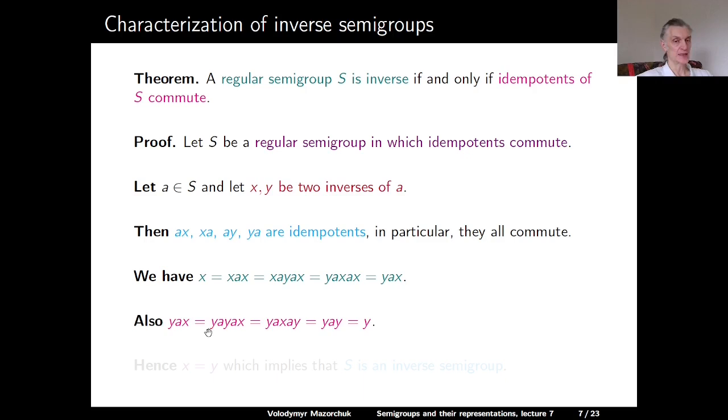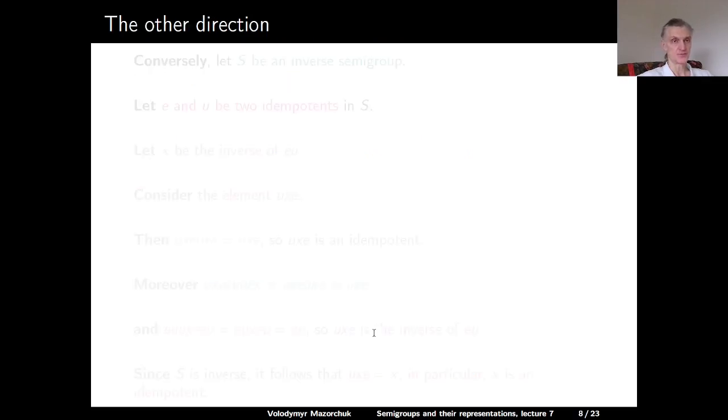Also, YAX is equal to YAYAX. That's because Y is YAY. Now we have AY and AX, we swap them, we get Y AX AY. Now we collapse the middle AXA into A, we get YAY, and this is equal to Y. And if we read this through, we get that X is equal to Y. So indeed, we have a unique inverse, and this implies that S is an inverse semigroup.